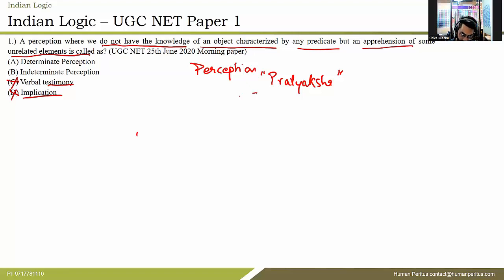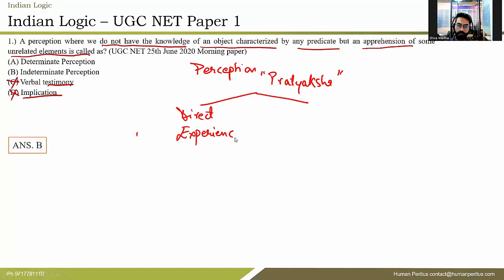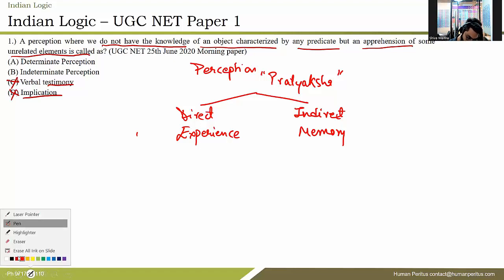Now, pratyaksha is actually of two different types. One is direct pratyaksha, which is your experience. The other one is your indirect pratyaksha, which is your memory. All right. Now, pratyaksha can be divided into two major types. All right. Now, what are those two major types?